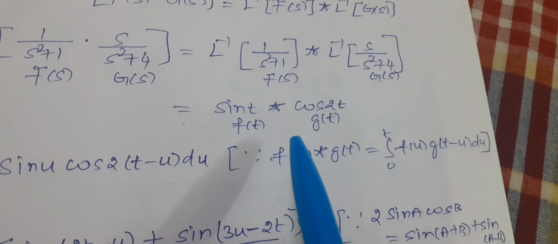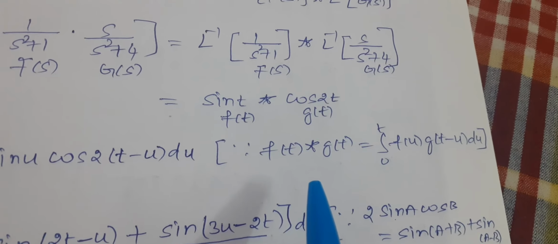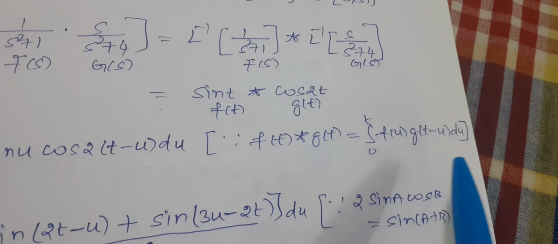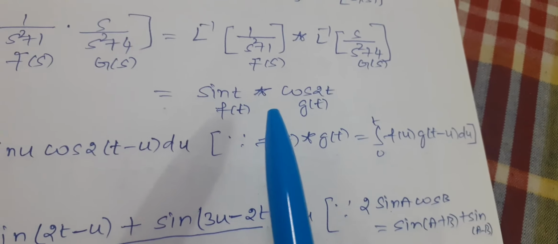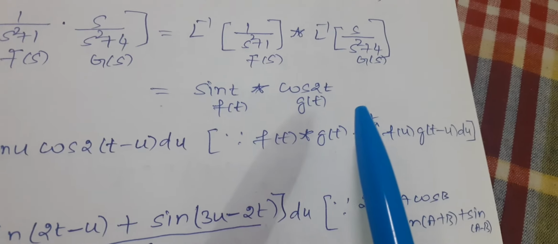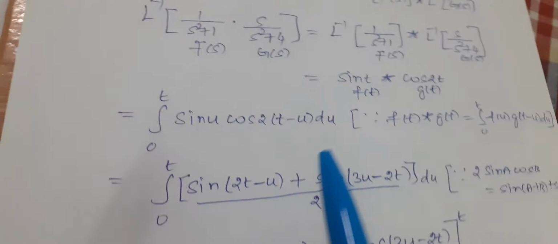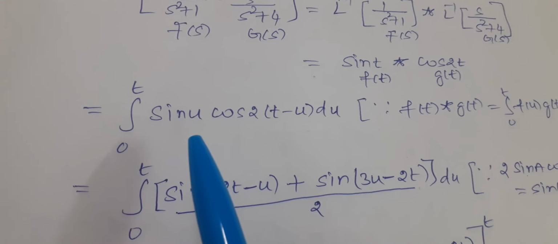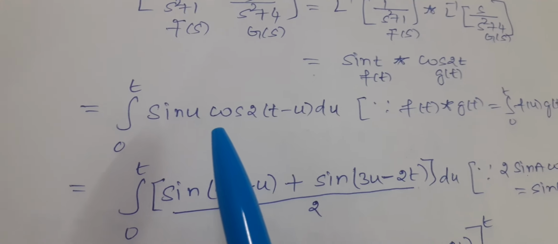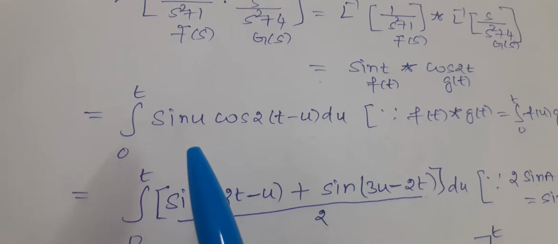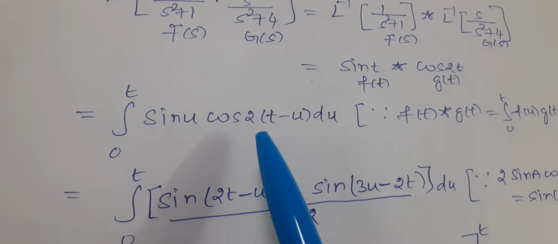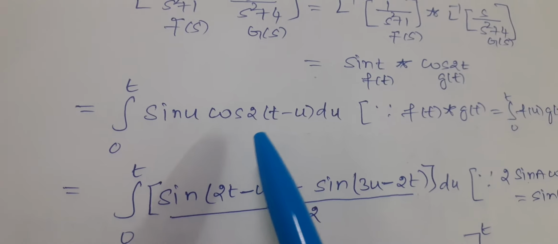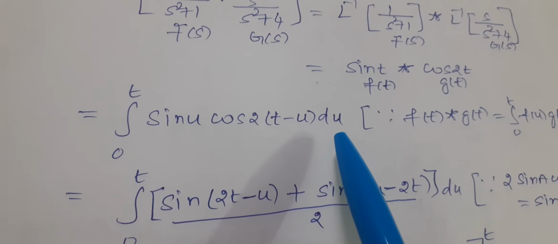Again I am going to apply the convolution formula. F of t star g of t is equal to integral 0 to t f of u g of t minus u. So in f of t, t can be replaced as u. In g of t, t can be replaced as t minus u. Here integral 0 to t, f of t is sin t, t replaced as u, so sin u. Then the second function, we have to replace t as t minus u, so cos of 2 into t minus u, into du.